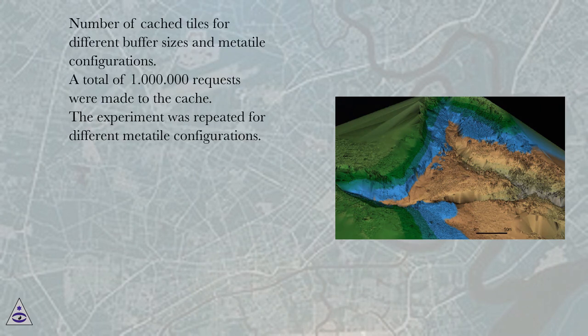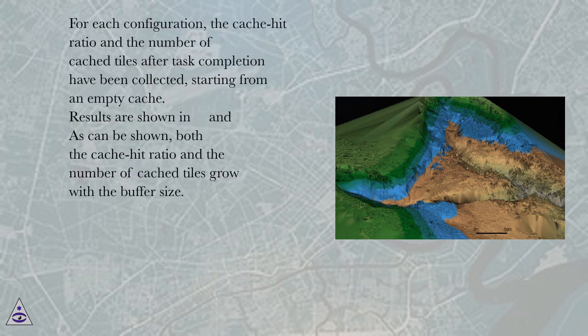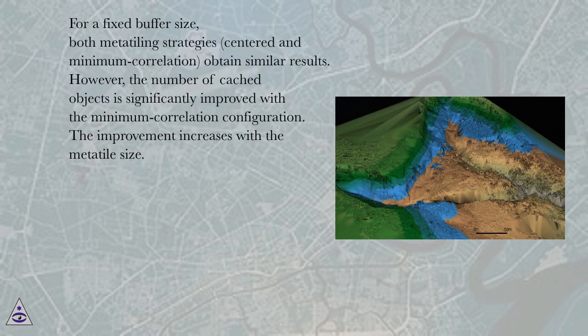A total of 1,000,000 requests were made to the cache. The experiment was repeated for different metatile configurations. For each configuration, the cache hit ratio and the number of cached tiles after task completion have been collected, starting from an empty cache. Results are shown in the figures. As can be seen, both the cache hit ratio and the number of cached tiles grow with the buffer size. For a fixed buffer size, both metatiling strategies, centered and minimum correlation, obtain similar results. However, the number of cached objects is significantly improved with the minimum correlation configuration. The improvement increases with the metatile size.